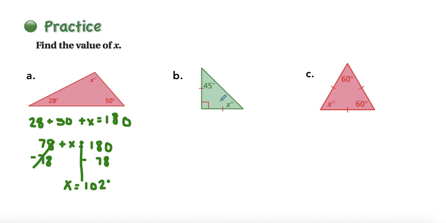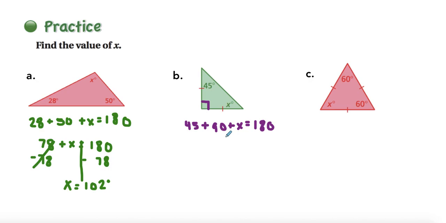Let's look at our next problem. Here I am given the angles 45 and 90. Even though I don't see the number 90, I can see that in this triangle, this symbol represents that we have a right angle, or 90 degrees. So I'm going to set up my problem as 45 plus 90 plus x is equal to 180 degrees.